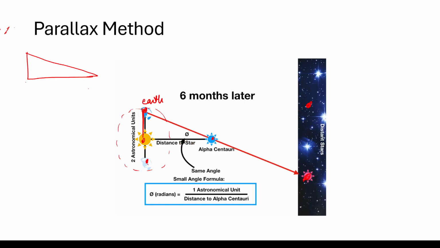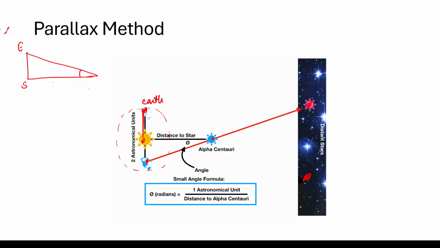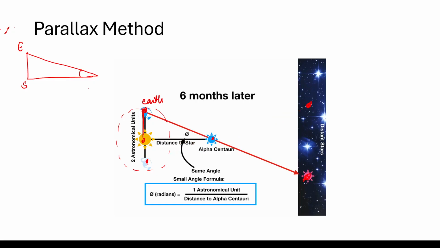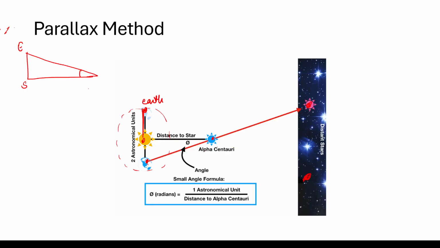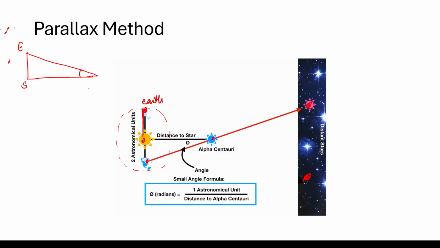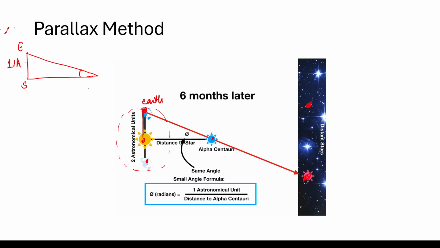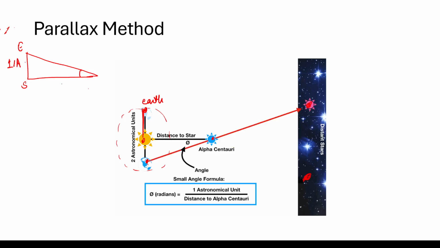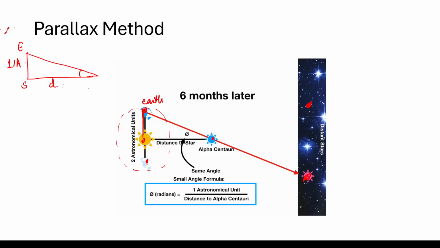So this is the Sun, this is the Earth, and this angle is 1. Obviously, now we are measuring this whole angle. So sometimes this entire angle, 2.5, will be given, and then you'll have to halve it. This is 1 AU.